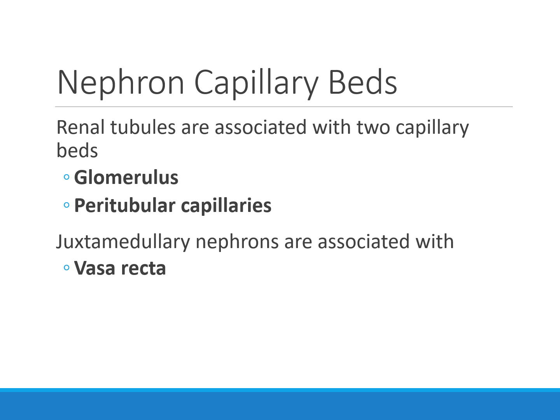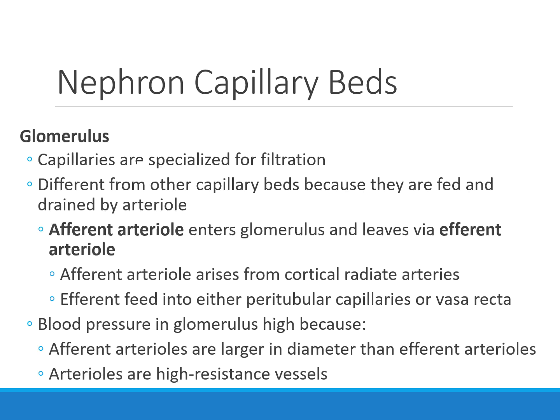So again, here's the information on those nephron capillary beds. So the renal tubules have one of two types of capillary beds. They all have a glomerulus, right? And then the little short guys, the cortical ones, have the peritubular capillaries. The juxtamedullary nephrons have what's called the vasa recta.